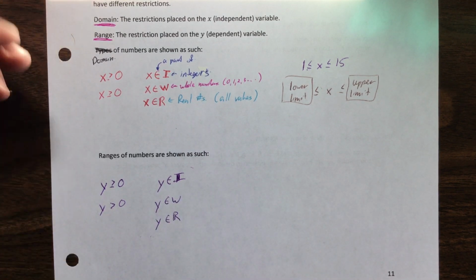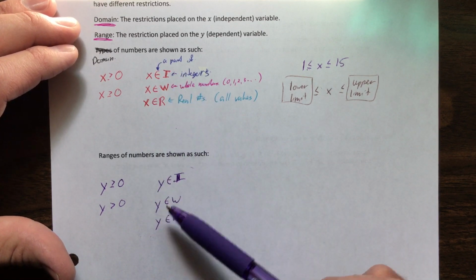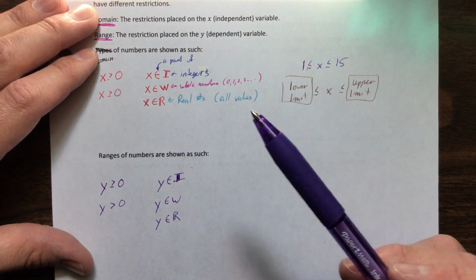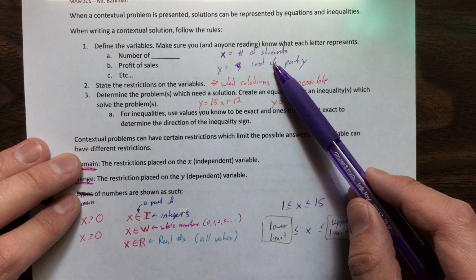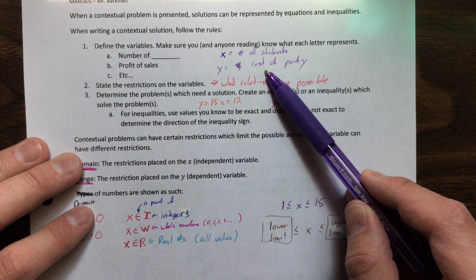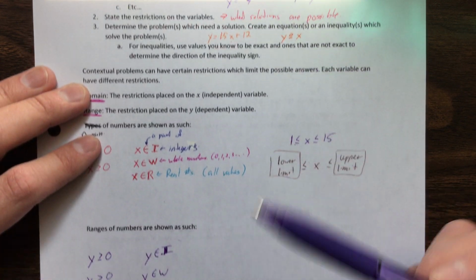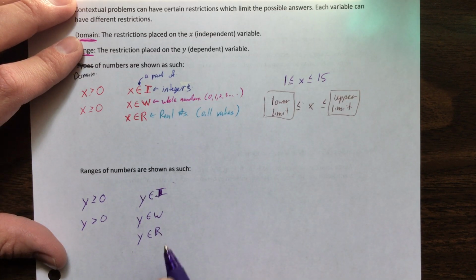This just represents what our y is. Now, our x and our y are not necessarily always the same. If we use the example we had prior, where x is the number of students and y is the cost of the party, x cannot have any decimals, but y could. So that would just dictate what our domain and our range would be.